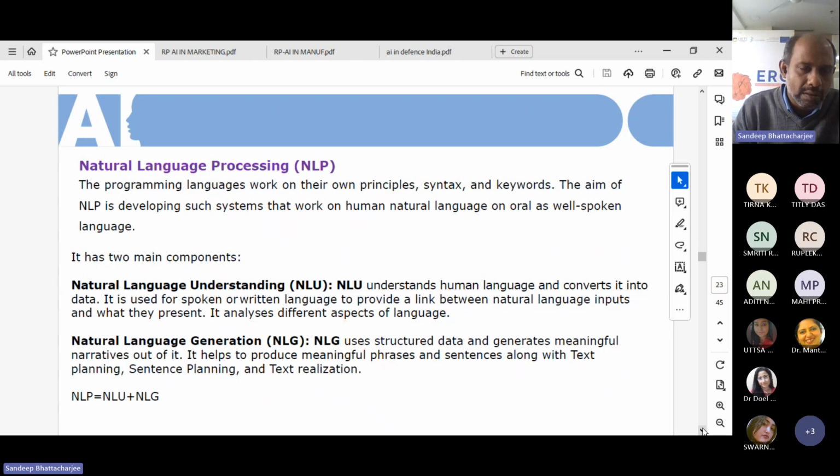Then you have NLP, as I already discussed. It works on its own principles, a separate area of development.